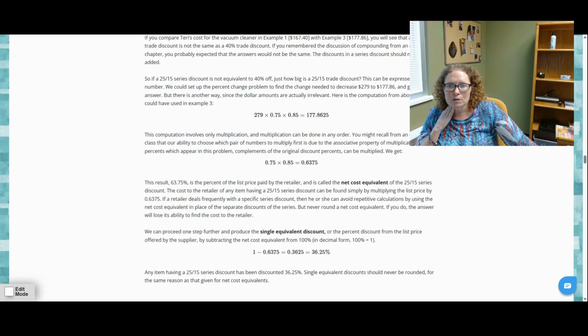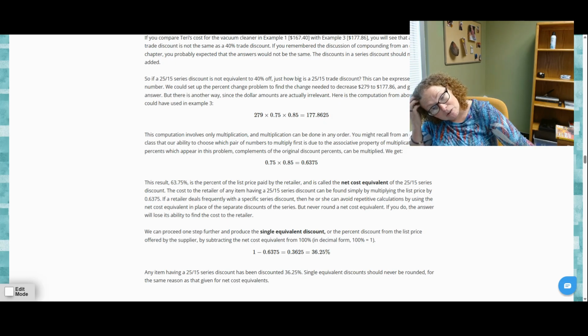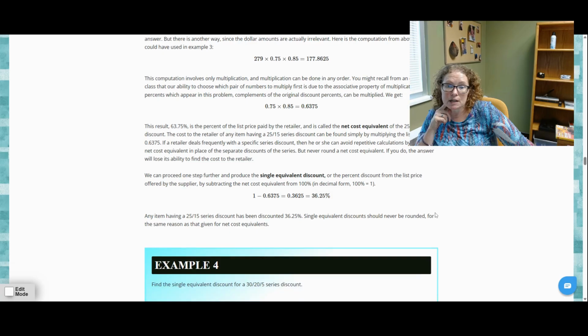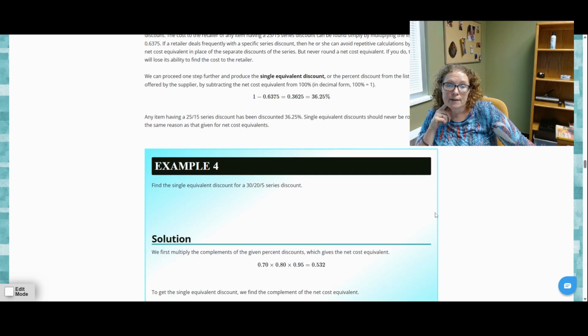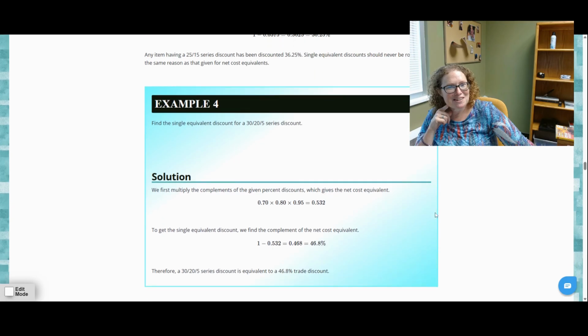We could also multiply those two percentage complements together and get an amount, and then that would help us to solve the problem as well. And it would also give us the net cost equivalent of the discount. So we would end up getting 36.25 because we are getting that discount on there.